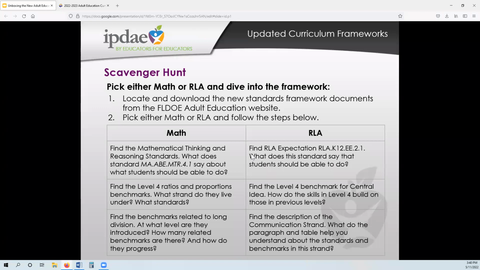So when you navigate to and download the standards framework document, you can pick either math or RLA, and then follow the 3 steps listed below for each one. What we would love to have folks do is take 10 minutes and see how many of these 3 questions for whichever subject area you pick, you're able to get through. And as you have some thoughts in response to these questions, we'd love to have you drop them in the chat. That way, when we come back together, you can be skimming through each other's responses and learning from what each person is noticing and figuring out about the standards framework document.